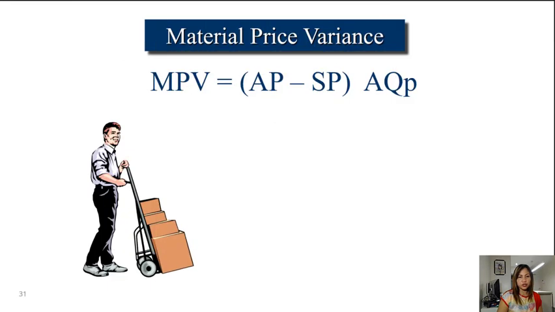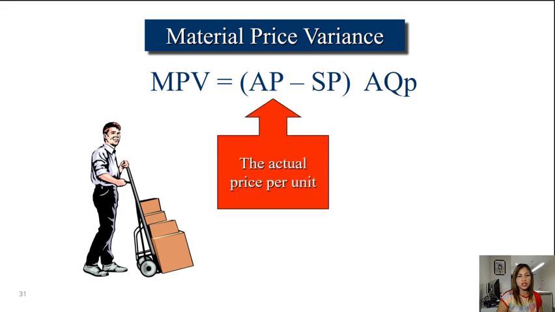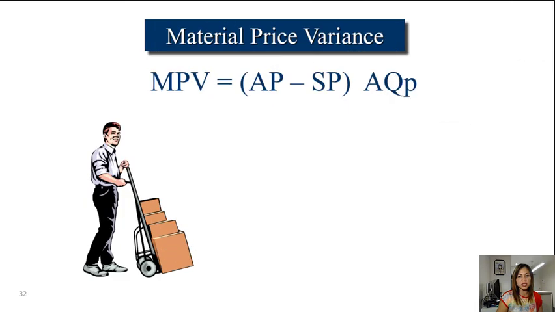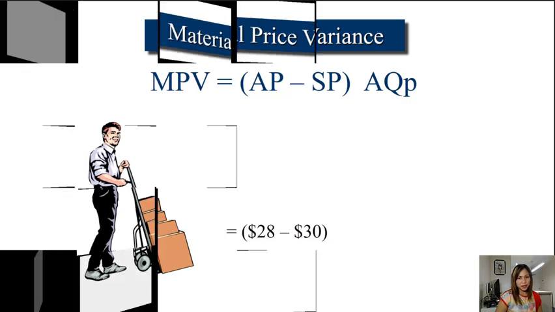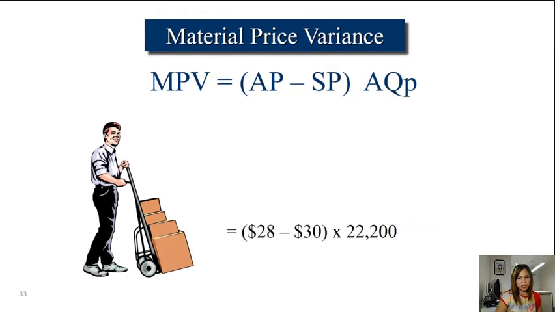You can also do it just by using a simple formula. So let's say we want to calculate material price variance. The actual price per unit is 28 minus the standard price per unit of $30, times the actual quantity purchased. Remember, if you want to calculate price variance, you need to use the actual quantity purchased. So price is purchase. The actual quantity of material purchased is 22,200.